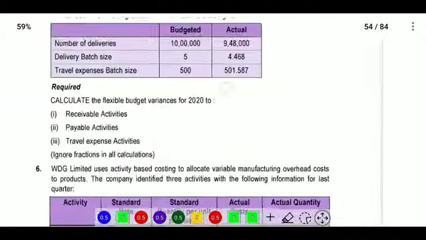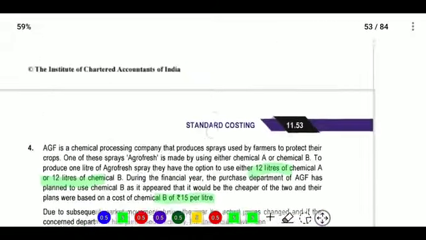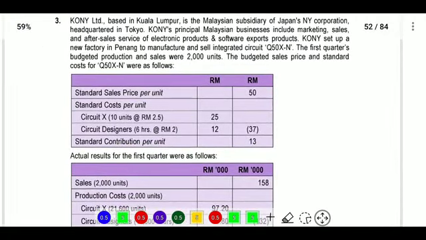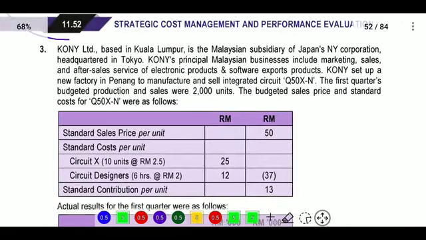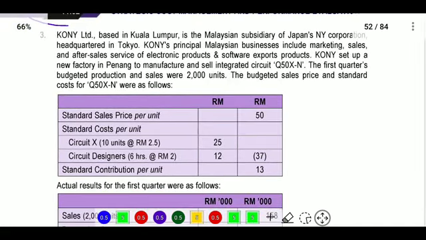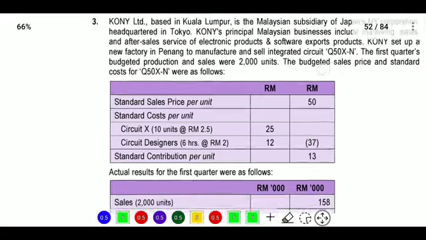Question number 3. What is there in the third question? See, in the third question, they provided one company, that is Koni Limited. What is Koni Limited? Koni Limited is based in Kuala Lumpur, Malaysia, a subsidiary of a Japan-based company, NY Corporation, headquartered in Tokyo. Koni's principal Malaysian business includes marketing, sales, and after-sales services of electronic products and software export products. So Koni set up a new factory in Penang to manufacture and sell integrated circuits of Q50.